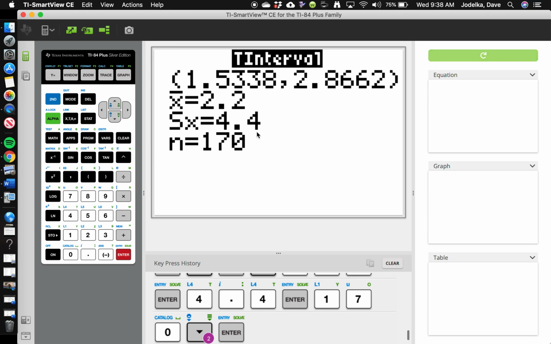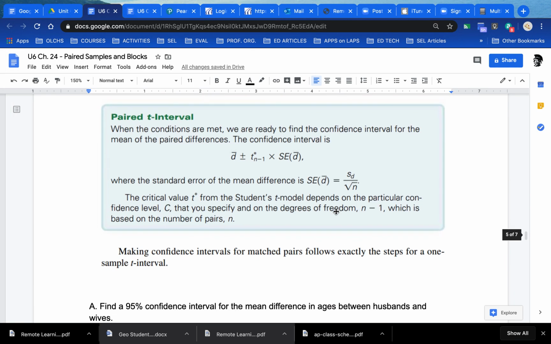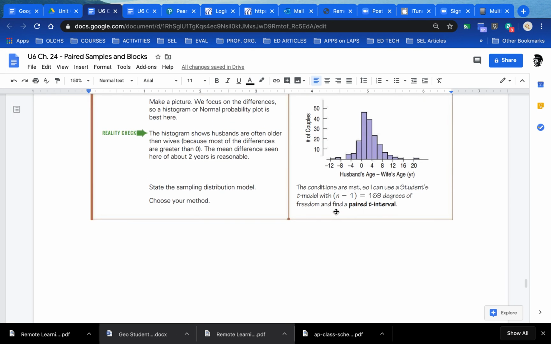So again, this wasn't a hypothesis test. You weren't finding a p-value or anything. You were just trying to figure out what's the typical difference. What gives me a range of possible answers here? So 0 is not in this interval. That would indicate to me that there is a difference in the ages of husbands and wives, and it tends to be with 95% confidence. We can assume the true answer is between 1.5 and 2.8 years, which again, if you follow this work here, they come to that same conclusion.